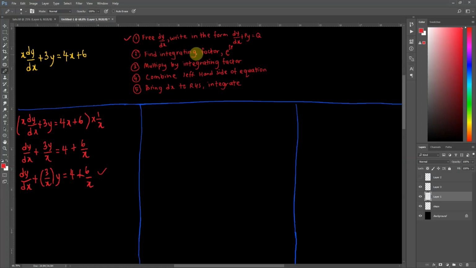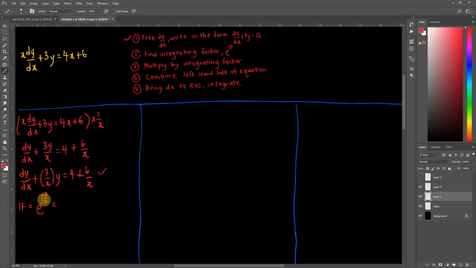Okay, next part is step 2: find the integrating factor. This one is a new term. What is the integrating factor? The integrating factor, IF, is equal to e to the power of the integral of what? Of P. What does P mean? The function beside y. The function beside y is 3 over x. So that is your integrating factor, e to the power of the integral of the function beside y.